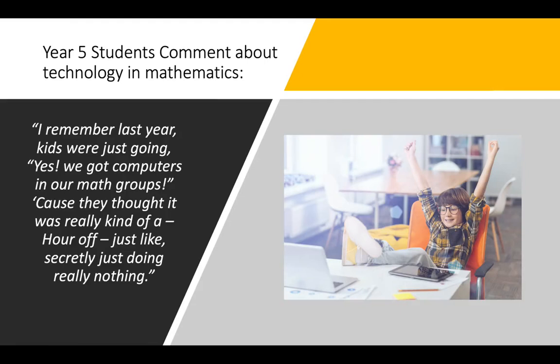And a final comment. I remember last year kids were just going, yes, we got computers in our maths group, because they thought it was really kind of an hour off, just like secretly just doing really nothing. I don't think that comment really requires any further analysis. But I think it's important for us as teachers to realize that the kids aren't silly. They understand when they're being asked to do stuff that's a complete waste of time. And that is concerning.